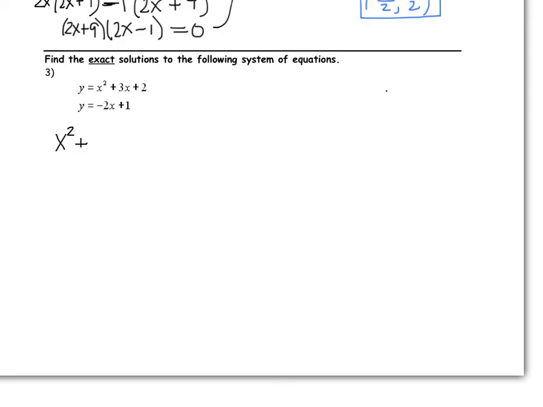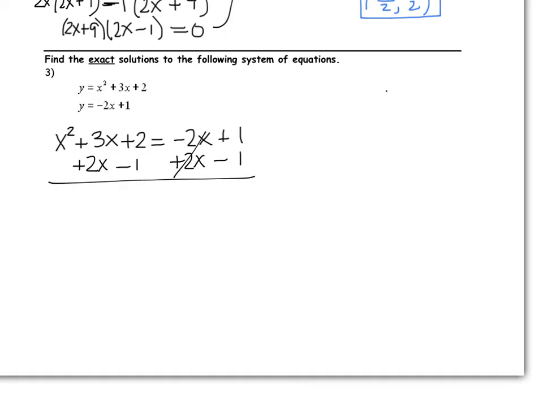So x squared plus 3x plus 2 equals negative 2x plus 1. So we got the x squared here. Let's get everything equal to 0. So let's add 2x and subtract 1. So x squared plus 5x, and 2 minus 1 is a positive 1, equals 0.